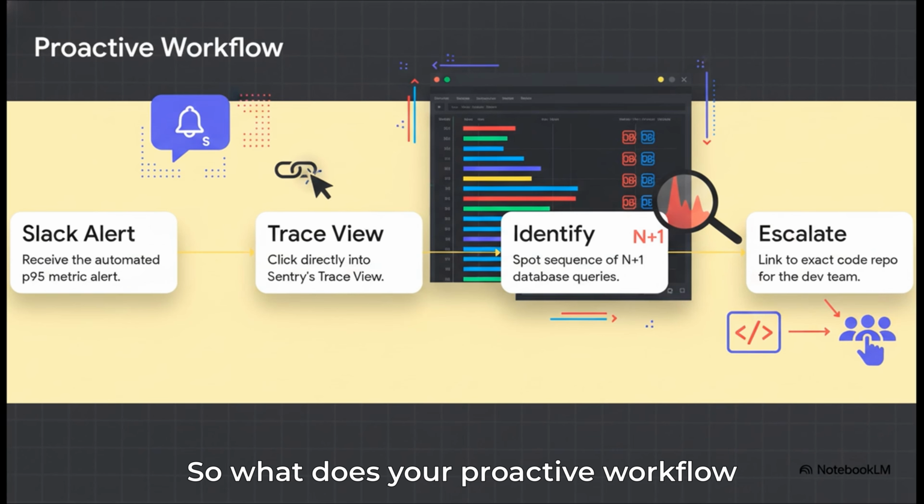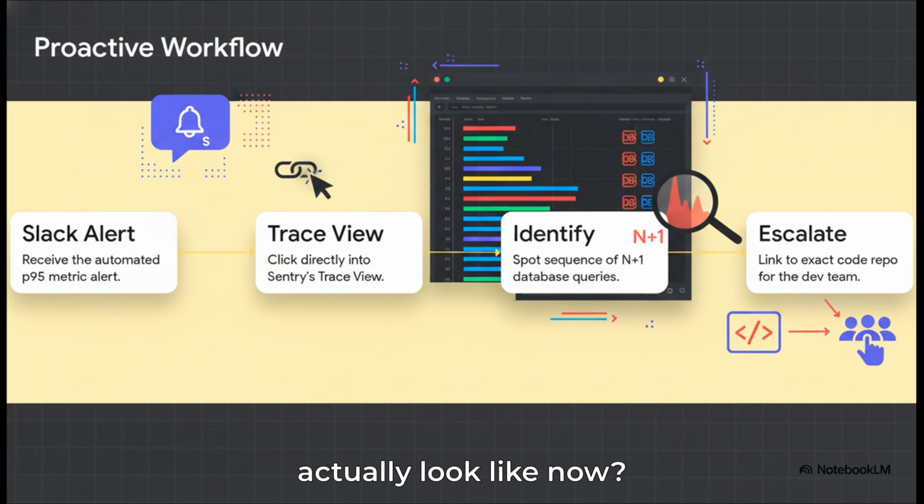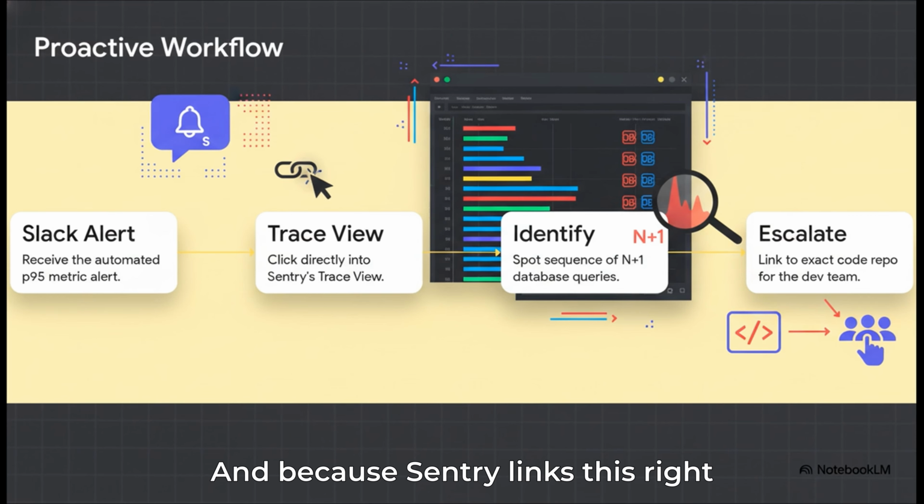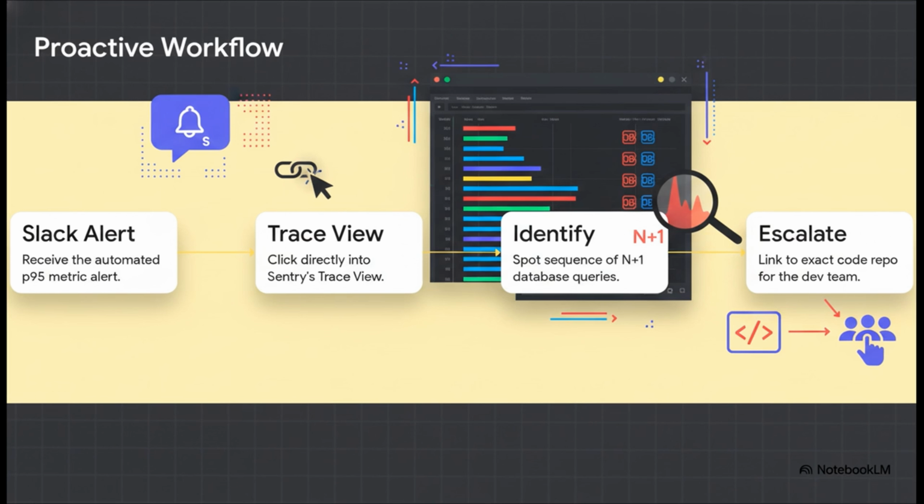So what does your proactive workflow actually look like now? Bam, your Slack channel gets the automated P95 metric alert. A developer clicks straight from Slack into Sentry's trace view. They expand the waterfall and instantly spot a huge sequence of N+1 database queries choking the payment processing API. And because Sentry links this right to the exact code repository, they escalate the precise issue to the dev team immediately. Your time to resolution just dropped from hours to minutes.